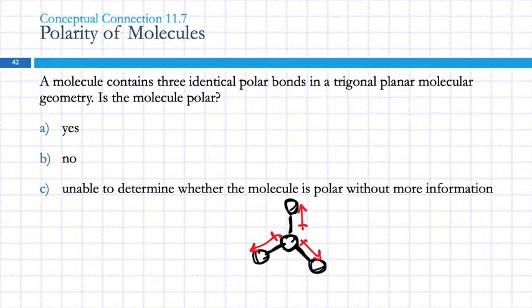If that has a trigonal planar molecular geometry, does this central atom have a lone pair? Could it? No, it can't. So there's no lone pairs here. And these atoms have the same electronegativity because those bonds are identical.